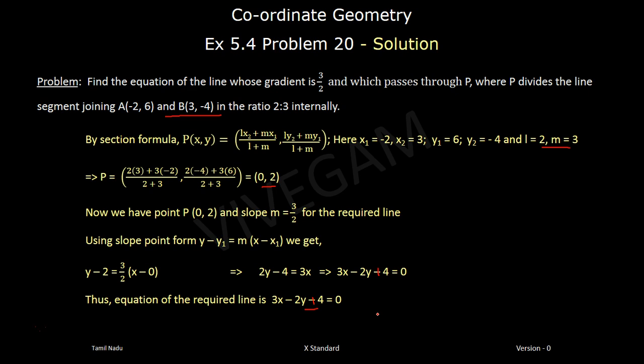Okay, so I hope I made it clear. It looked very big, but you see the solution is only 1, 2, 3, 4, 5, 6 lines. That's all it is. The only thing is that instead of giving the point P directly, they have given it by this big condition. So use that condition, and using the section formula, calculate P. Once you calculate P, you know one point and you know the slope, substitute that in the slope point form and get the equation of the straight line.